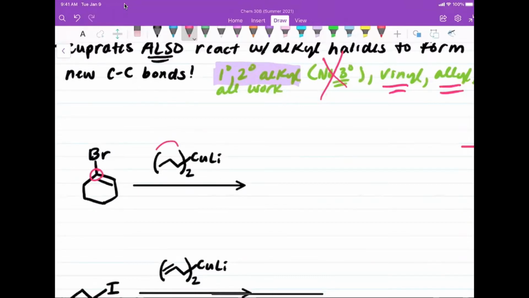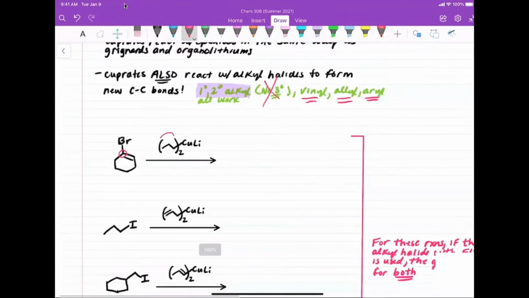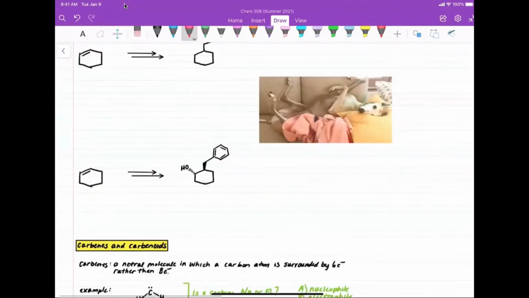I believe I have it on here somewhere. I think it's pre-written out. Where is it?